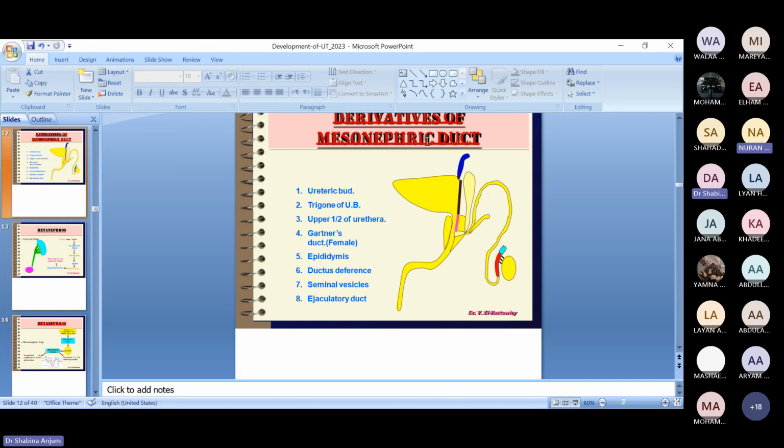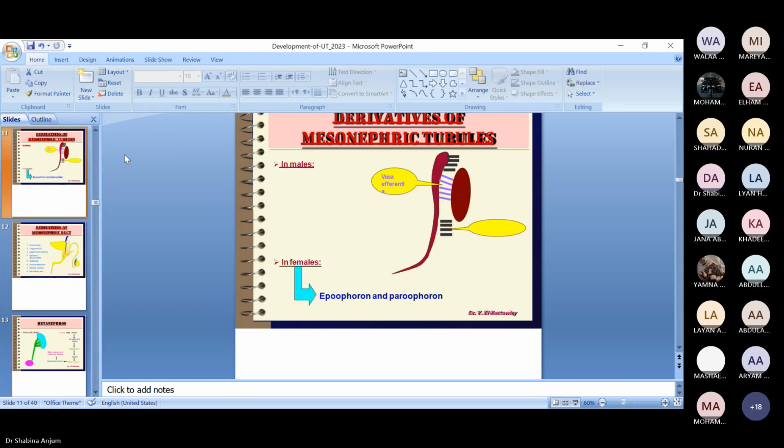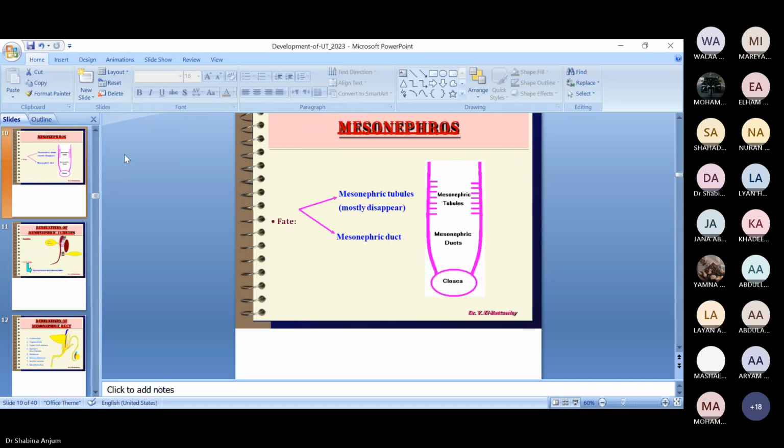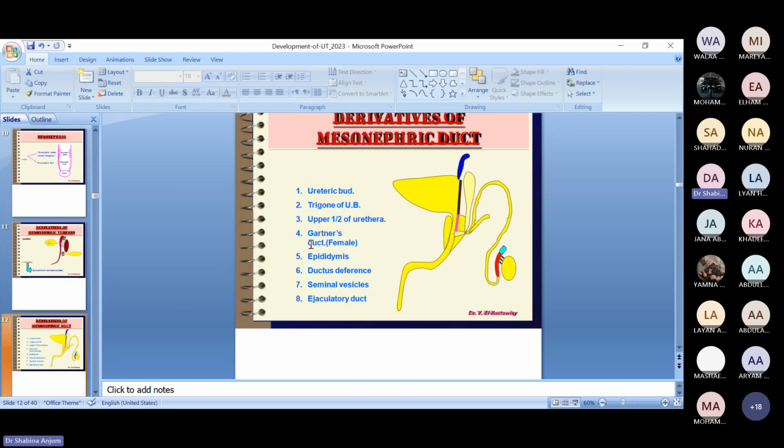Now, what about the duct? Here we have already, yes. Okay, so here we have this, what we were talking about, these tubules. Now we are talking about this duct. This duct also will give rise to some of the structures, so we can see what structures will be formed here.